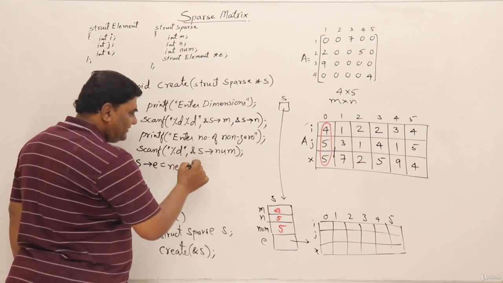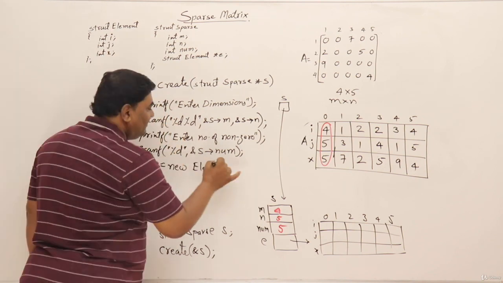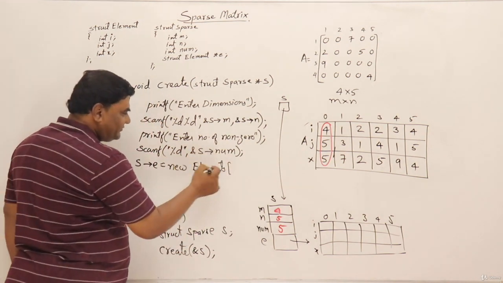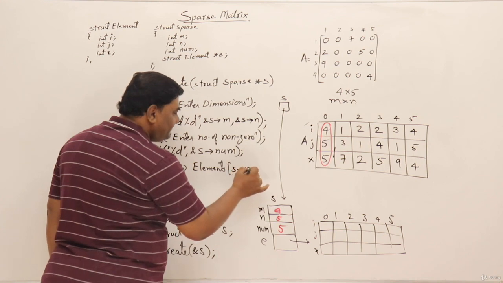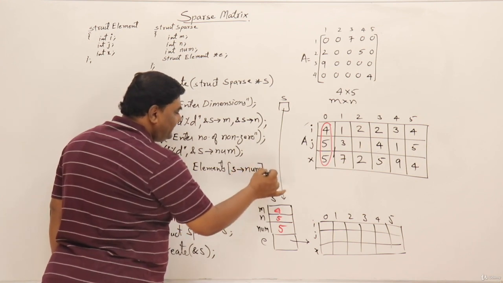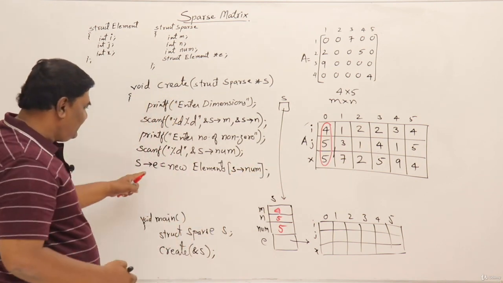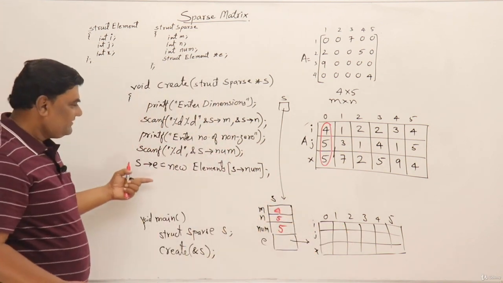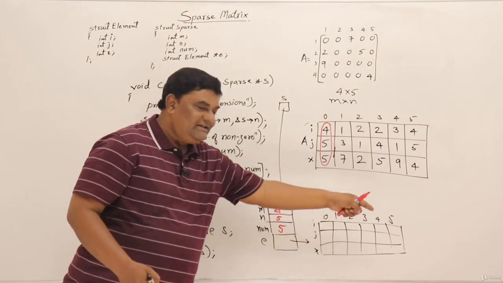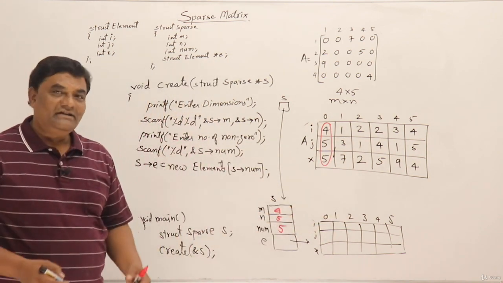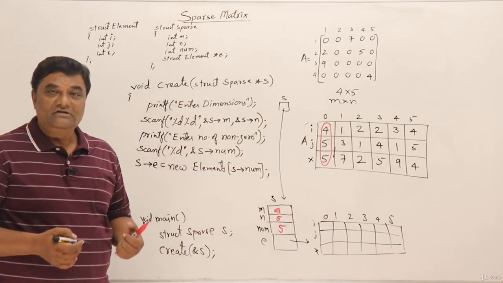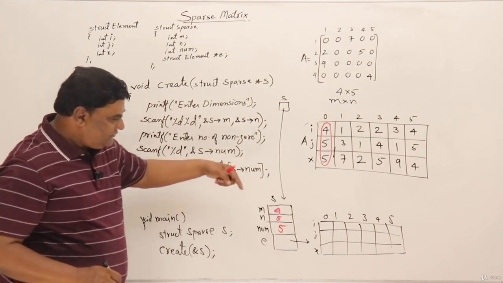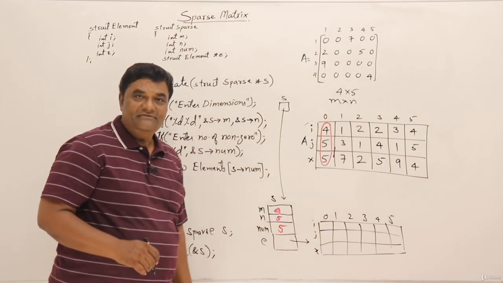New array of what? Array of elements. Of what size? The size is the number of elements, so S caps num, whatever number we have taken. This will create the array of elements. So this is ready. Then I have to fill all these elements one by one. I can say enter all non-zero elements and read all of them one by one, using a for loop.